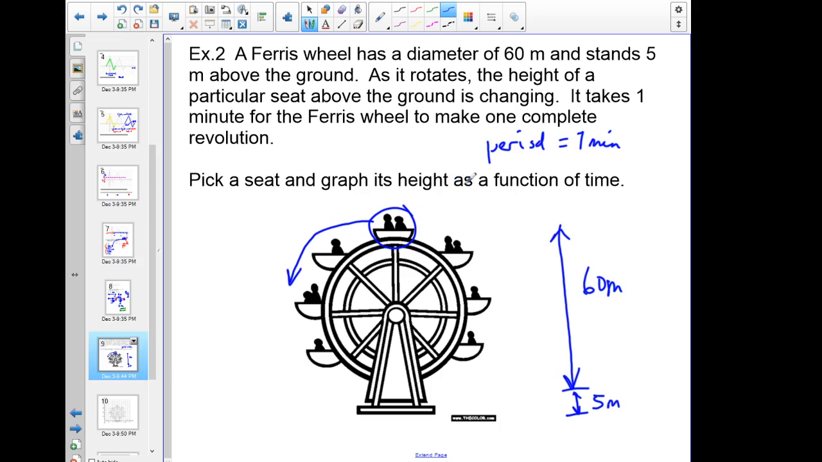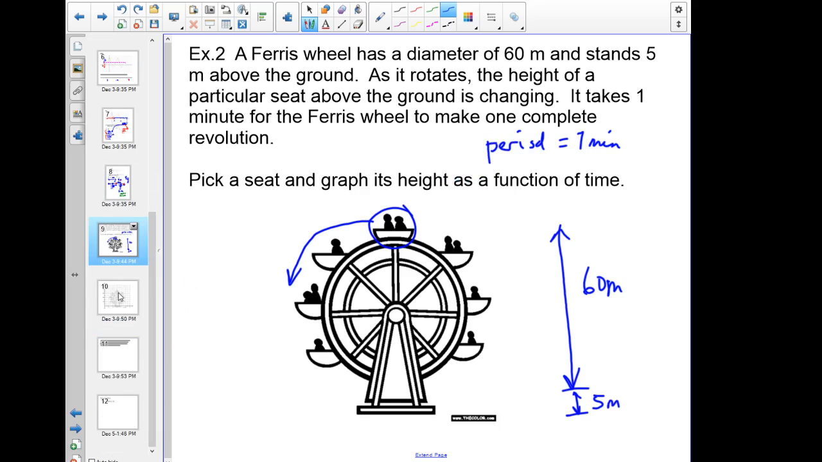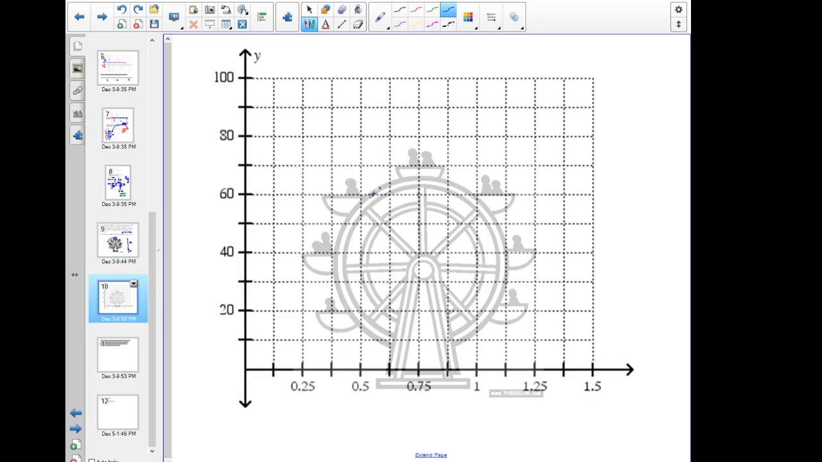Pick a seat and graph its height as a function of time. So we're just going to do this roughly to begin. And since I started with that top seat, I'm going to start there again. To do this graph, technically you could pick any seat. It's just the graphs can be more or less complicated because of it. So if I start on the top seat, those people, actually I've already made a mistake.